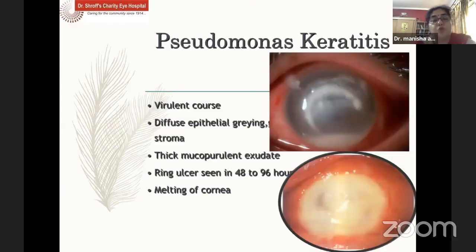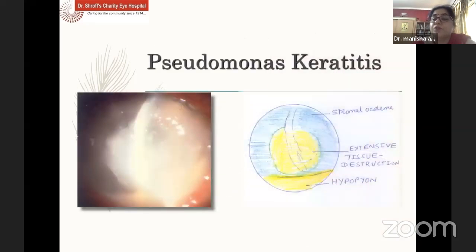We are all scared of Pseudomonas keratitis because it has a virulent course with diffuse epithelial graying, stromal infiltrate, thick mucopurulent exudate, and ring ulceration with melting. We say that right in front of our eyes, the cornea starts to melt.